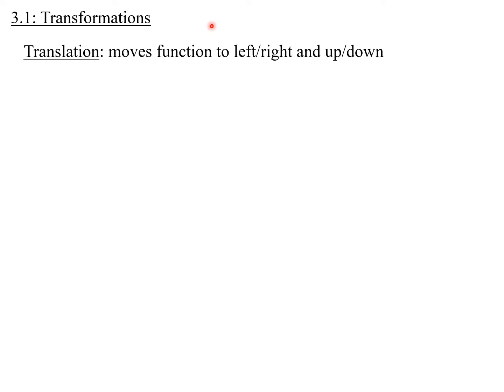All right, this section is about transformations. Now there are three types of transformations that you can do with a function. And the first one we're going to talk about is a translation. A translation moves a function to the left or right and up or down.